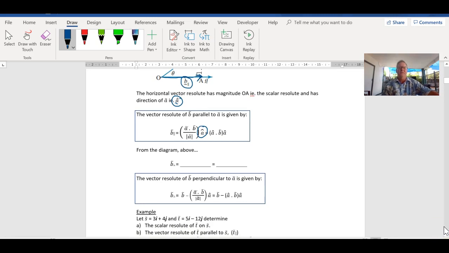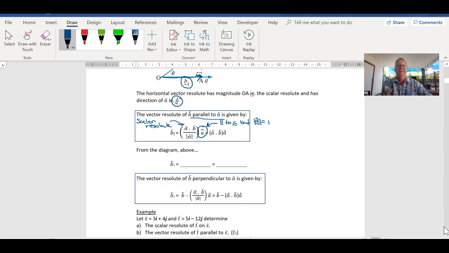So the vector resolute of B parallel to A is given by this. The dot product divided by the norm of A gives us the scalar resolute, which we worked out previously, times this vector, which is parallel to A, but the length of the unit vector in that case is 1.